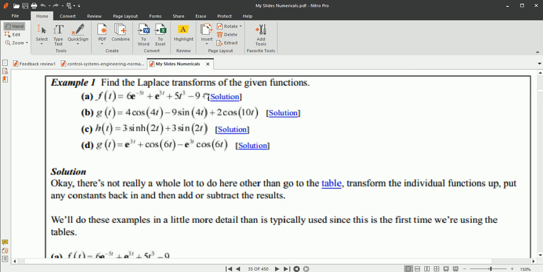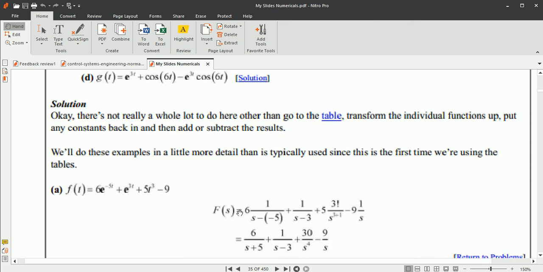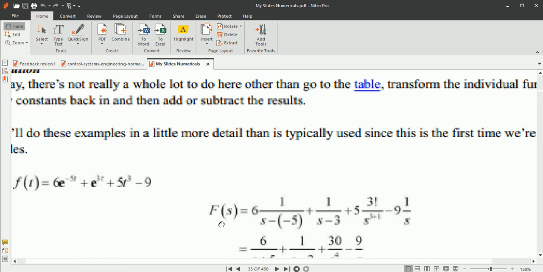1 is basically the step function, okay. So this is the Laplace. You can see that F(s) is 6 into s over s plus 5, s minus into minus 5 means s plus 5, 6 over s plus 5, and it will be 1 over s minus 3, and it will be 30 over s to the power 4, and it will be minus 9 over s. Is it clear? If you have any doubt, please ask.